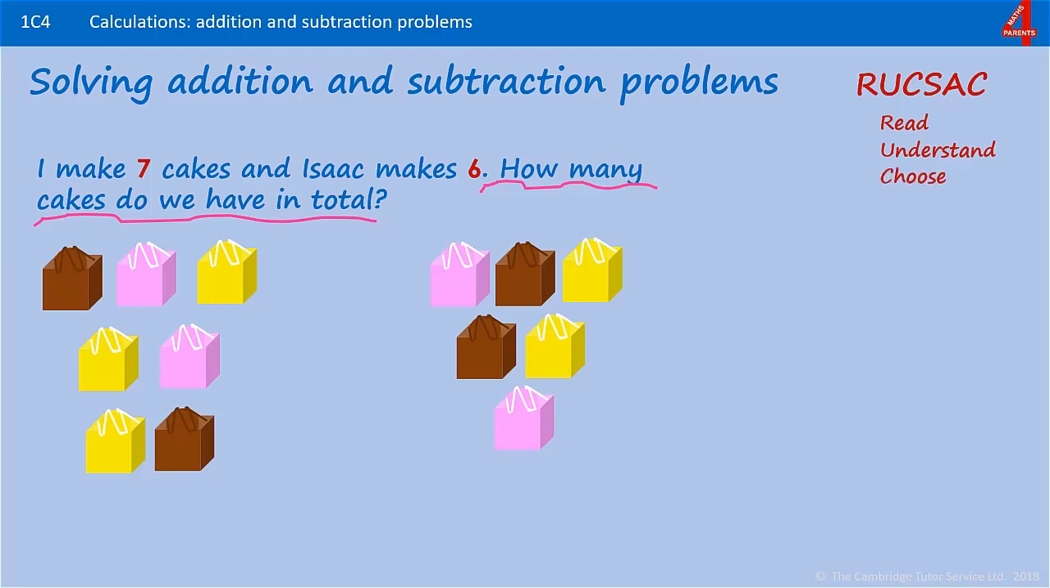Choose the operation you're going to use. And again, looking for that clue in how the question's being asked. How many in total gives us a clue that we're being asked to add together. We're being asked to add 7 cakes and 6 cakes. Now we're going to solve 7 add 6, which will also answer the question as to how many cakes we have in total. Counting on from 7 cakes, 8, 9, 10, 11, 12, 13. We have 13 cakes altogether, and just check the answer. 7 and 6 is 13.